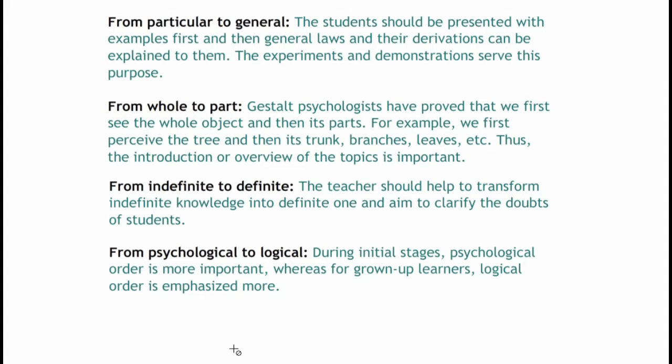The eighth one is from psychological to logical. During initial stages the psychological order is more important, whereas for grown-up learners the logical order is emphasized more. So in initial stages, you have to give more psychological examples or concepts. Then if students have attained a certain age, let's say in high school or higher secondary, you can teach more logical concepts. So these are the first eight points.